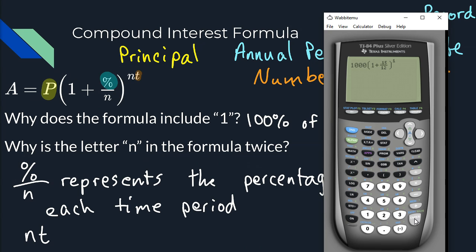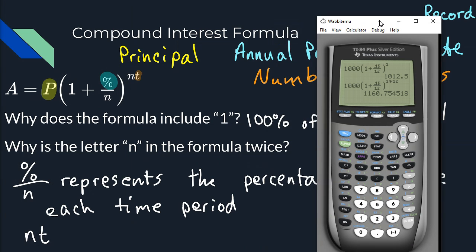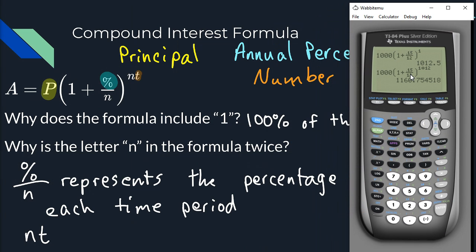And when we do it to 1 year, that's what we get. But if we change this to 1 times 12, which is the way it shows up in there, notice how much difference it makes here. That's quite a lot of difference.